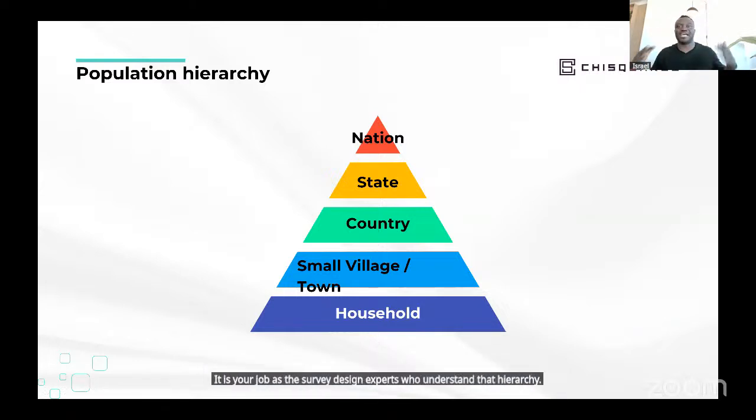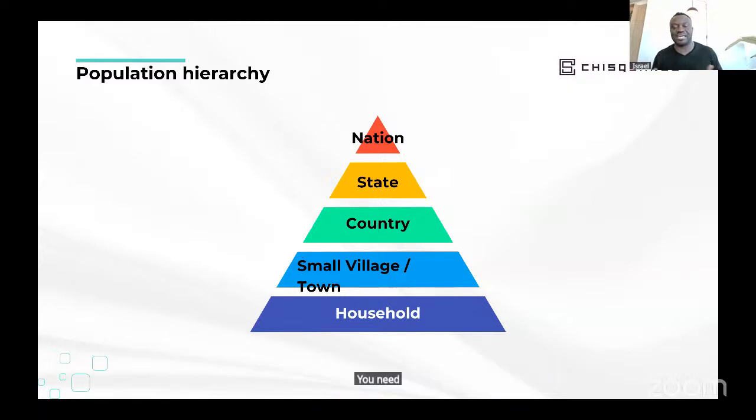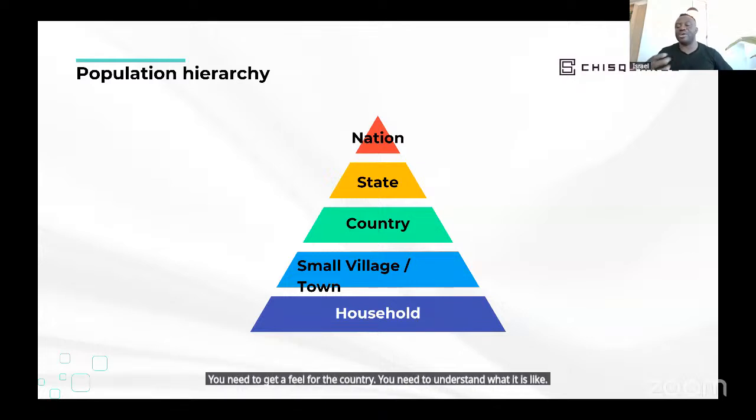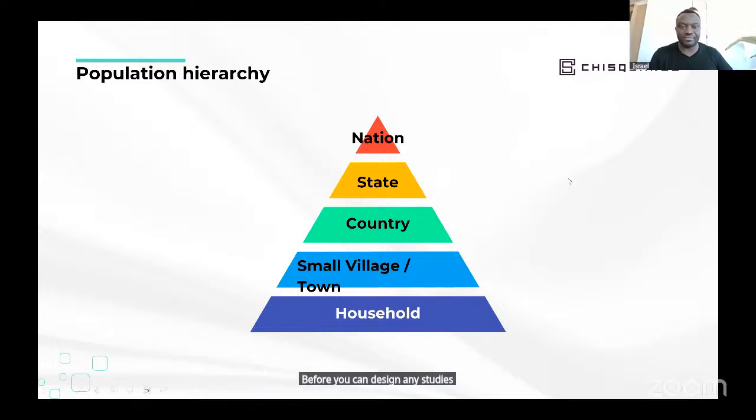And if you're designing a national survey, ideally, what you should do is just go on a random drive through the country and understand the layout of the land, right? It's very hard to design a national survey when you're just sitting in an office 3,000 miles away and you've never even been there. You need to get a feel for the country. You need to understand what it is like, right? Because when you're selecting clusters, you need to make sure it mirrors what exists on the ground. So all of this is to say that you need to have a deep context of the population that you're trying to study before you can design any studies that are representative.